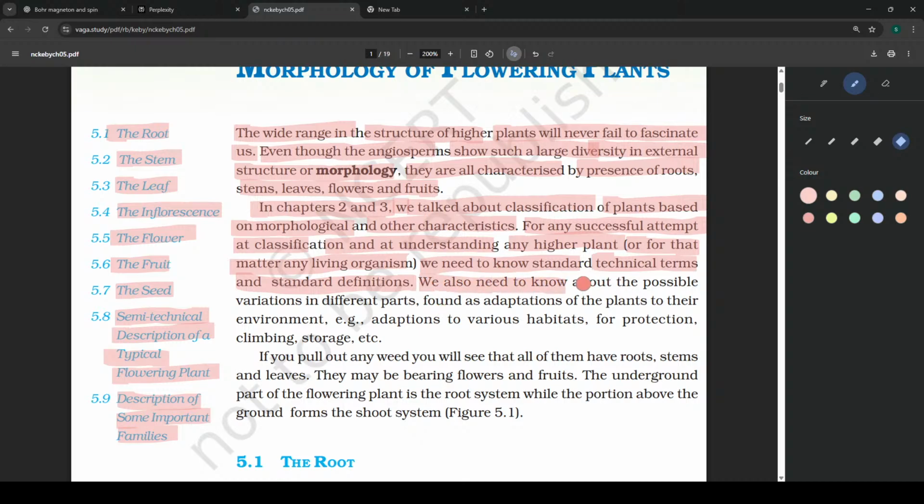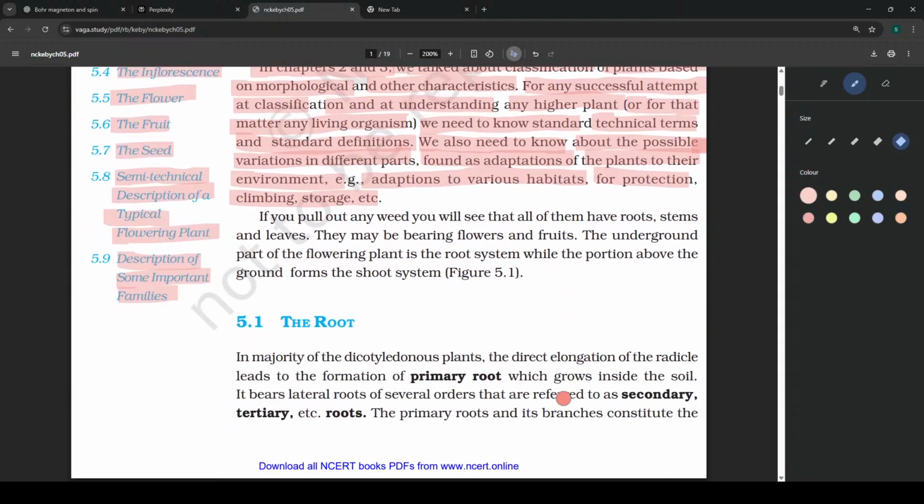We also need to know about the possible variation in different parts found as adaptations of the plants to their environment. Example, adaptations to various habitats for protection, climbing, storage, etc. We don't only need to identify the specifics like the root, shoot, and stem. We also need to observe their adaptations, how they are modified. There are different types of plants, so there are different types of adaptations. Plants are everywhere, so we need to see all those adaptations.